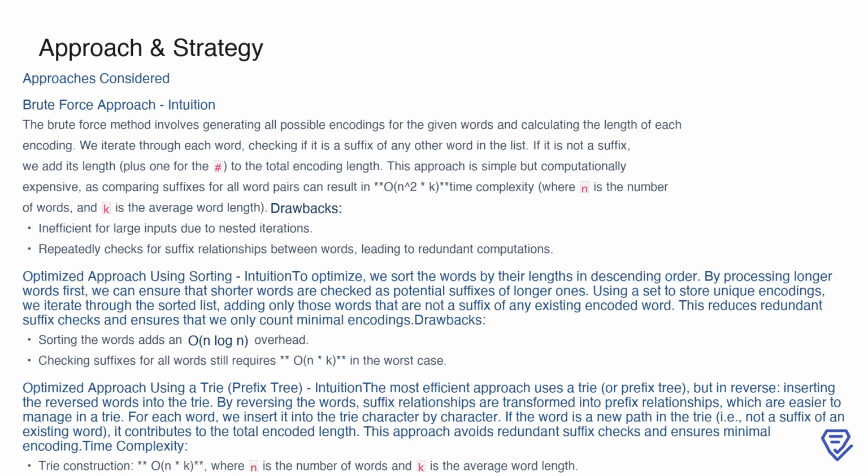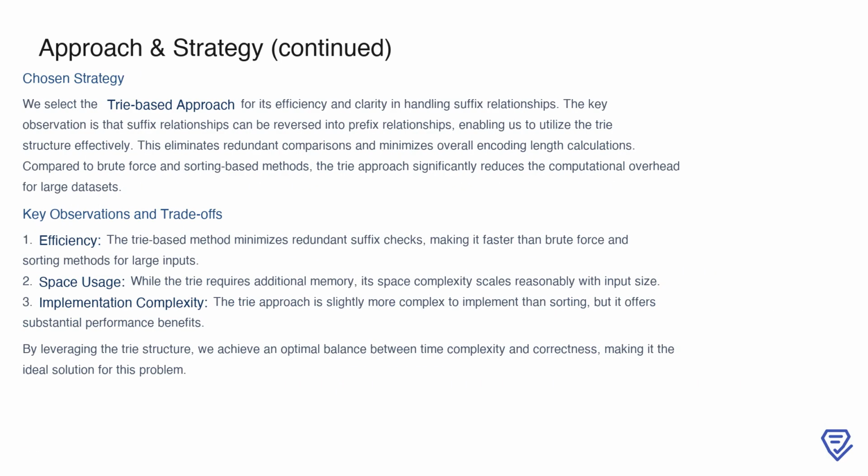Finally, we explore using a trie, or prefix tree, which is the most efficient approach. In this method, we reverse the words and insert them character by character into the trie. Reversing the words transforms suffix relationships into prefix relationships, making it easier to manage. If a word creates a new path in the trie, it contributes to the total encoded length. This approach avoids repeated suffix checks, with a time complexity of O(n * k) for constructing the trie and a similar space complexity to store it, making it highly efficient for large inputs. Given the various approaches discussed, the trie-based method stands out as the most efficient and scalable solution.